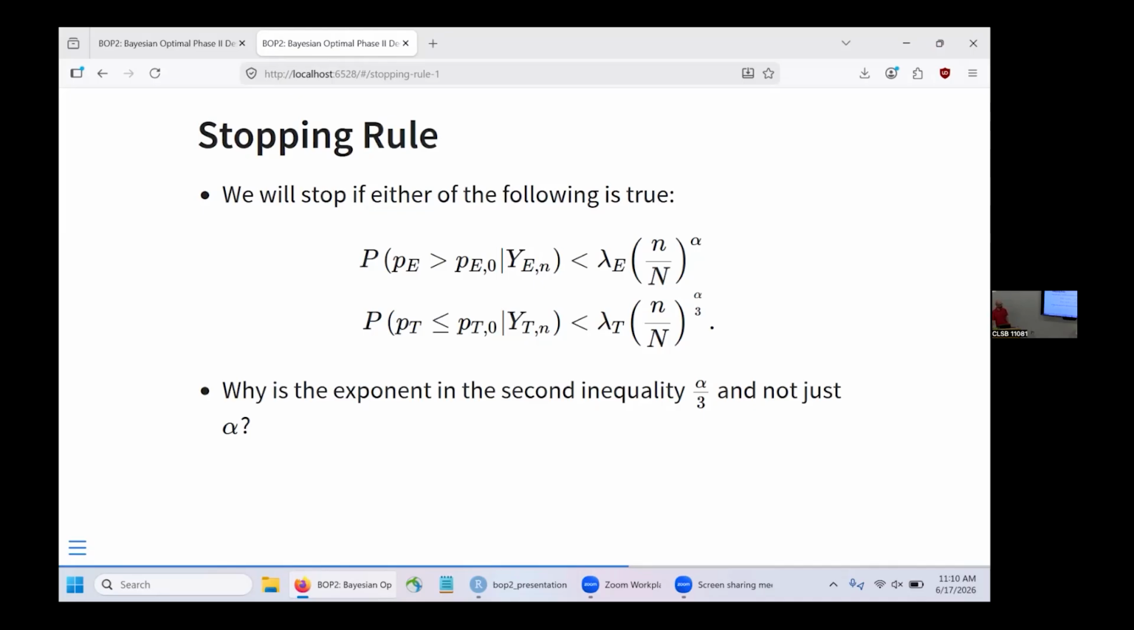So the second threshold is for toxicity. Recall that as we decrease alpha towards 0, we're pulling up the threshold early in the trial, and we're stopping if our probability is below the threshold. So by pulling up the threshold early in the trial, we're making it easier to stop. So by using this alpha over 3 in the second threshold, we're making it easier to stop the trial early for toxicity. This makes it easier to stop for toxicity earlier in the trial.